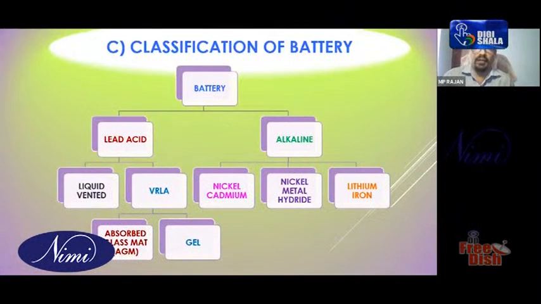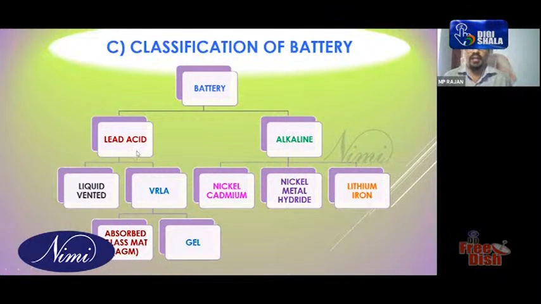Classification of batteries. Batteries can be classified mainly into acid batteries and alkaline batteries, depending upon the electrolyte condition. What is the type of electrolyte you are using inside the battery? Because the electrolyte is the main, important part of a battery. So acid batteries are available and alkaline batteries are also available.